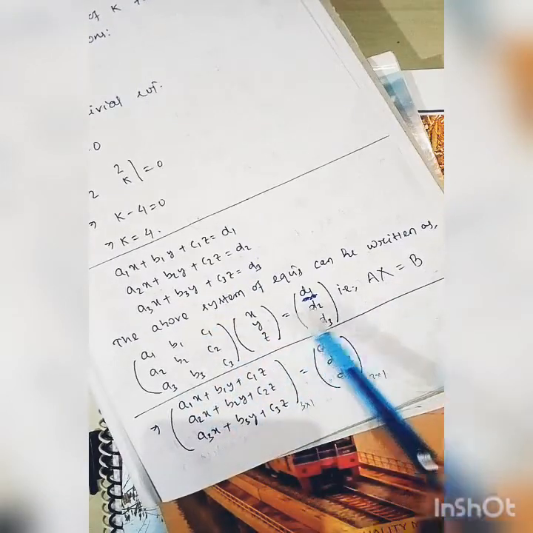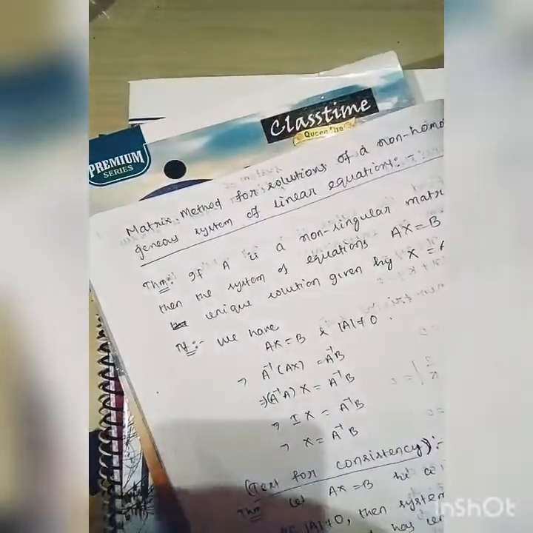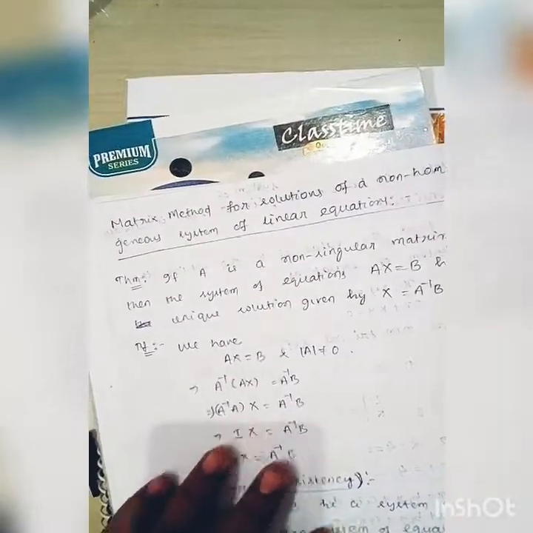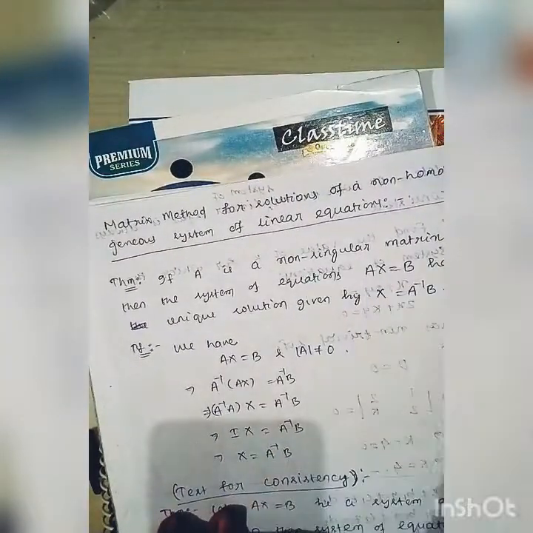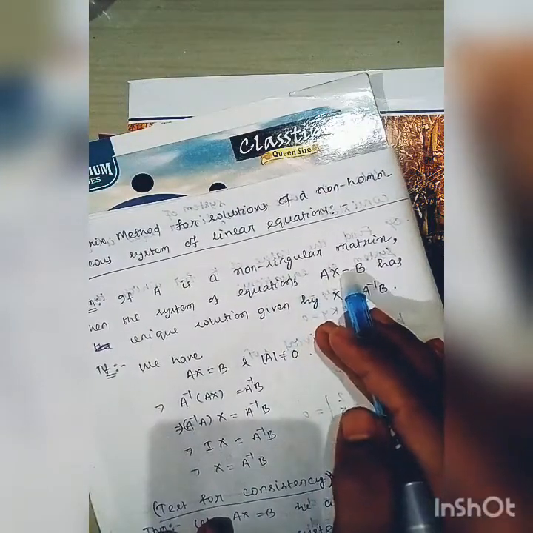That is A into x equal to b, where A is the coefficient matrix, x is the unknown matrix, b is the constant matrix. So every system of equations can be written as A into x equal to b, where A is the coefficient matrix, x is the unknown matrix and b is the constant matrix.